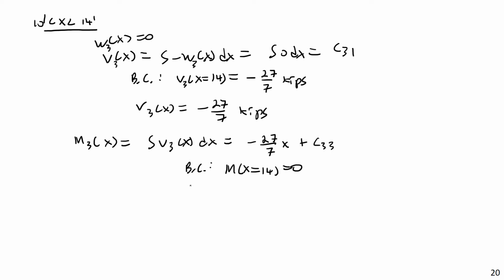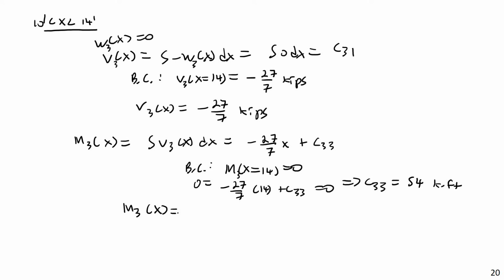So then I can say 0 equals negative 27 over 7 times 14 plus C33. So C33 is equal to, let's see, that's 27 times 2, I suppose. So that's just going to be 54, and that would be units of kip feet if we wanted the units. And that should say 3, etc. So then M3 as a function of x is going to be equal to negative 27 over 7 times x plus 54 kip feet.